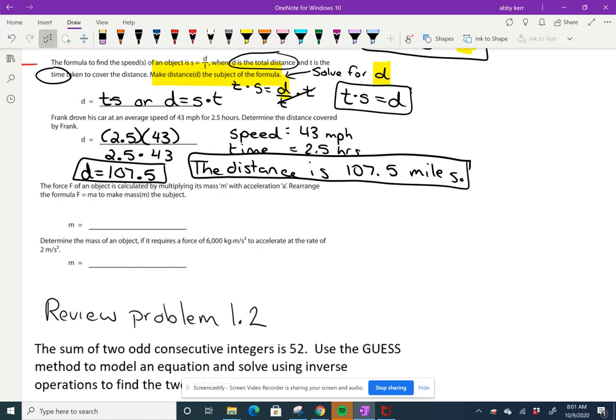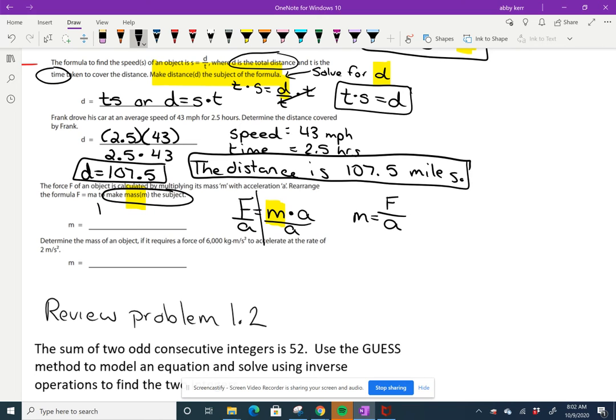Now the next one, force equals mass times acceleration. You guys will use this a lot in physics. So the equation is force equals m, and I'm going to put that dot for multiplying. So we're going to solve for m. So we need to undo what's with m. If you want to, you can still draw your line. That a is being multiplied, so we have to divide by a. So then mass equals force divided by a, which is acceleration.